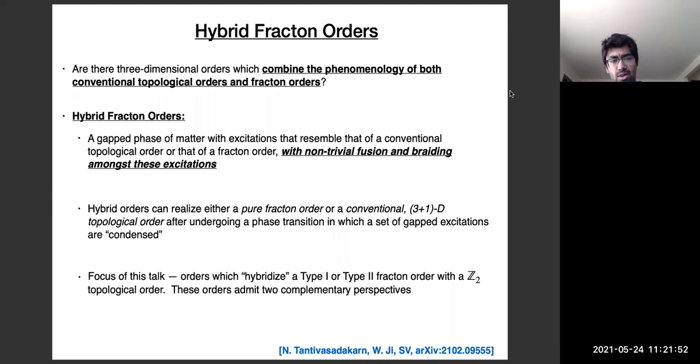In addition to that, these hybrid Fracton orders can be thought of as parent states for a pure Fracton order and a conventional 3+1D topological order, in the sense that they contain the order parameters for both kinds of phases, and in the sense that one can condense an appropriate set of gapped excitations in these hybrid orders in order to realize either kind of order. So the focus of this talk is specifically going to be about hybrid orders, which hybridize, so to speak, a type 1 or a type 2 Fracton order, like the X-cube model or Haah's code, with specifically a Z2 topological order. These kinds of hybrid orders admit two complementary perspectives. And in this talk, I'll be taking one of them and presenting it in some detail. The other perspective, which is to view a hybrid Fracton order as the deconfined phase of a gauge theory in and of itself, will be presented in Nat's talk.